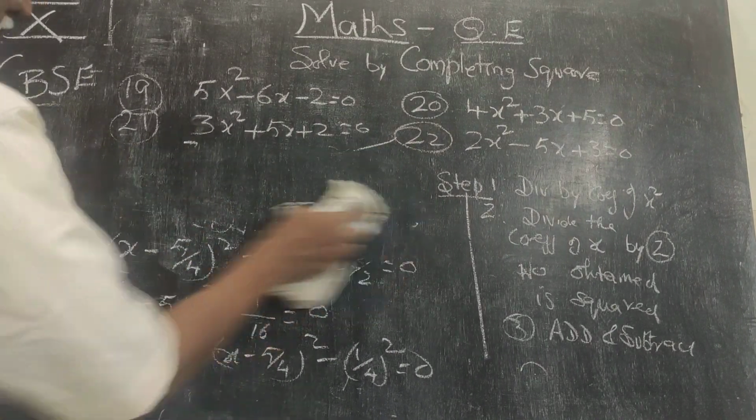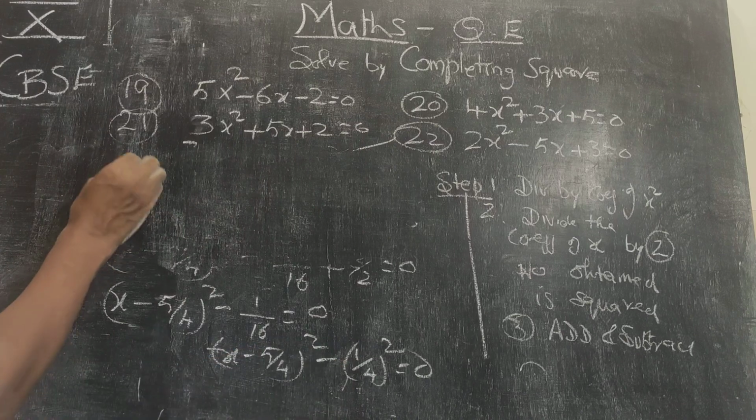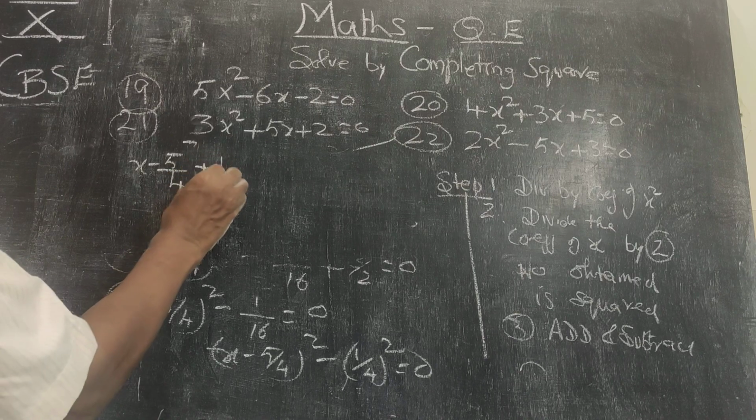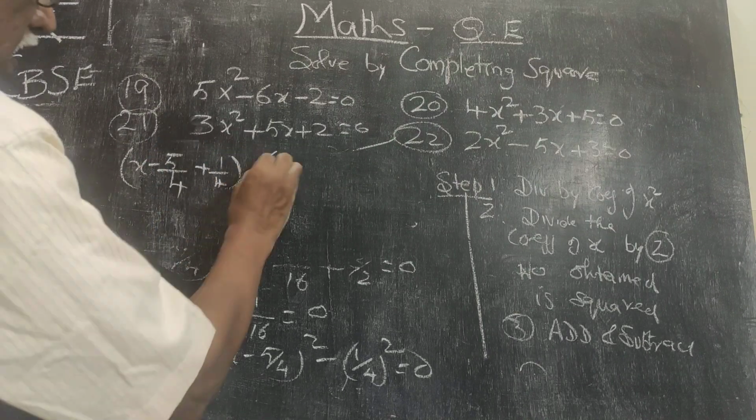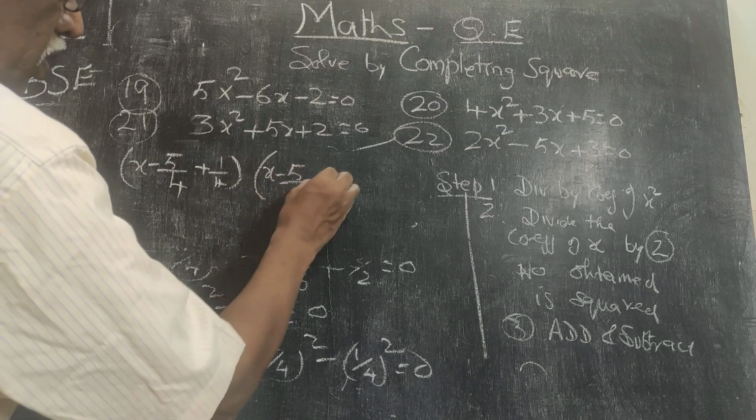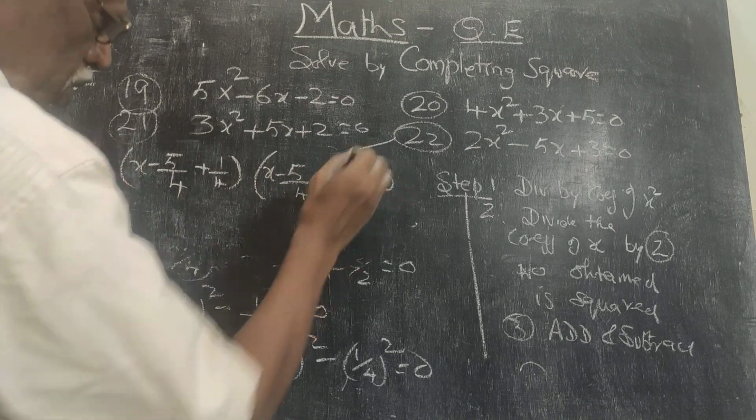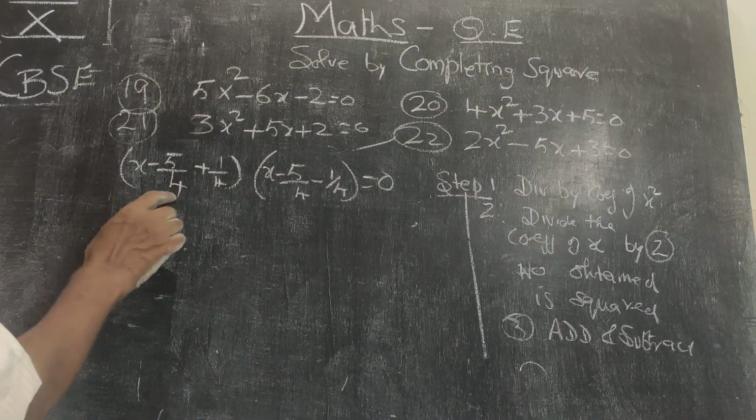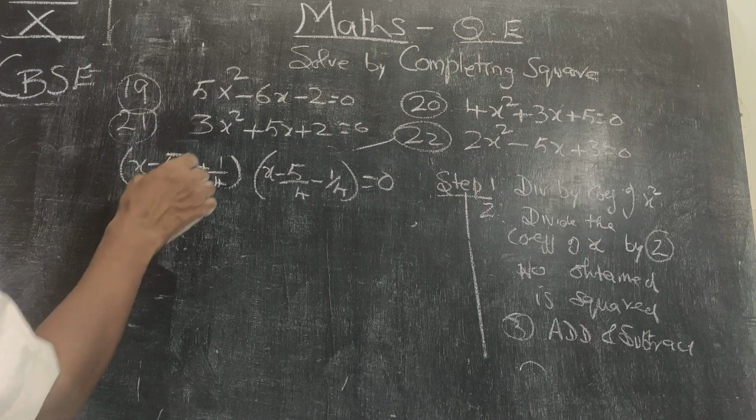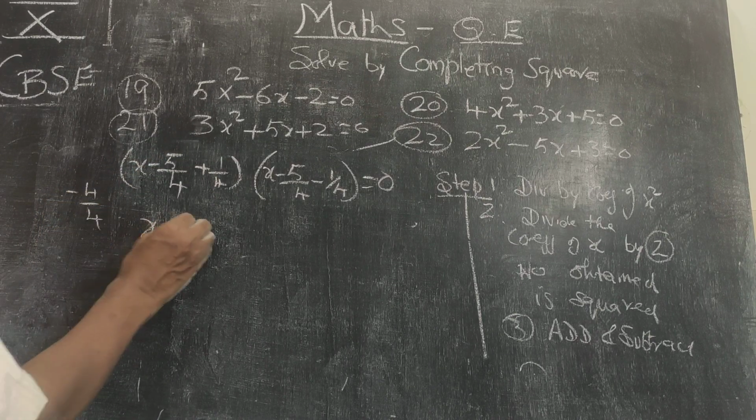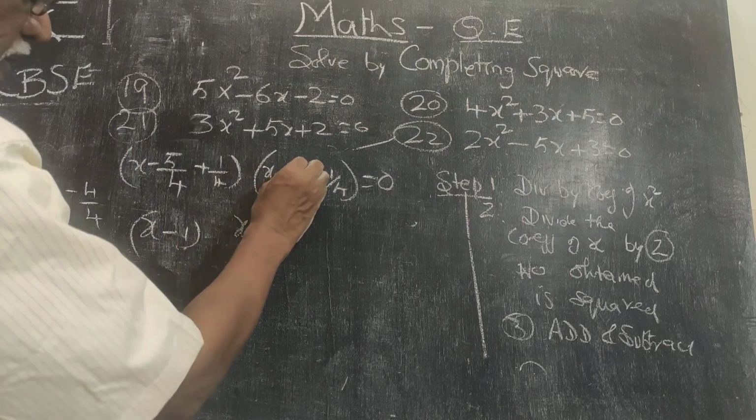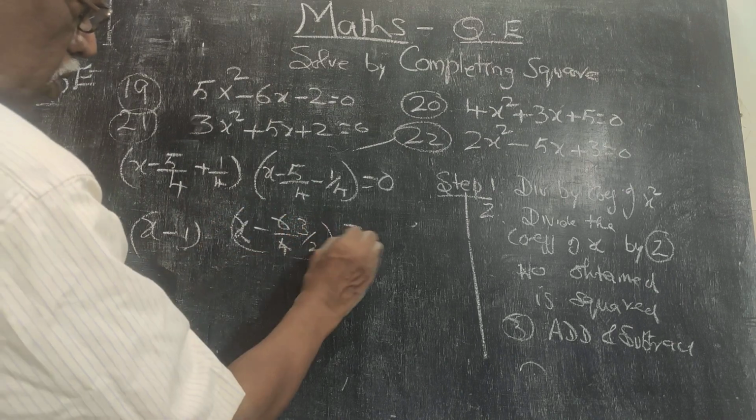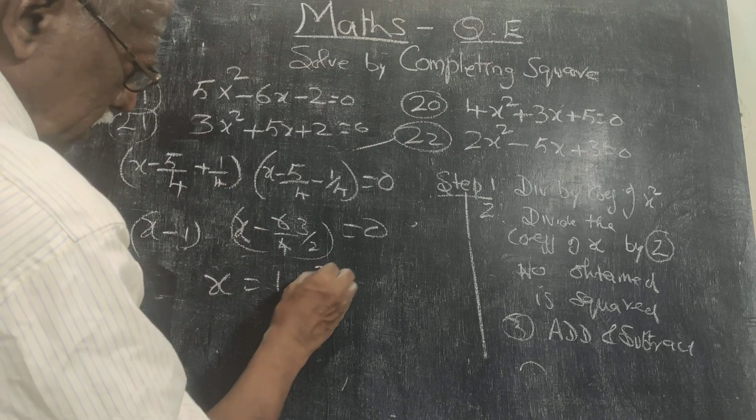So, x square minus y square part. So, x minus 5 by 4 plus 1 by 4 and x minus 5 by 4 minus 1 by 4 equal to 0, which means x, here it is 4, minus 5 plus 1, therefore minus 4 by 4, so minus 1, and here it will be minus 5 and minus 1, so minus 6 by 4, 3 by 2 equal to 0. Therefore, the roots are 1 and 3 by 2.